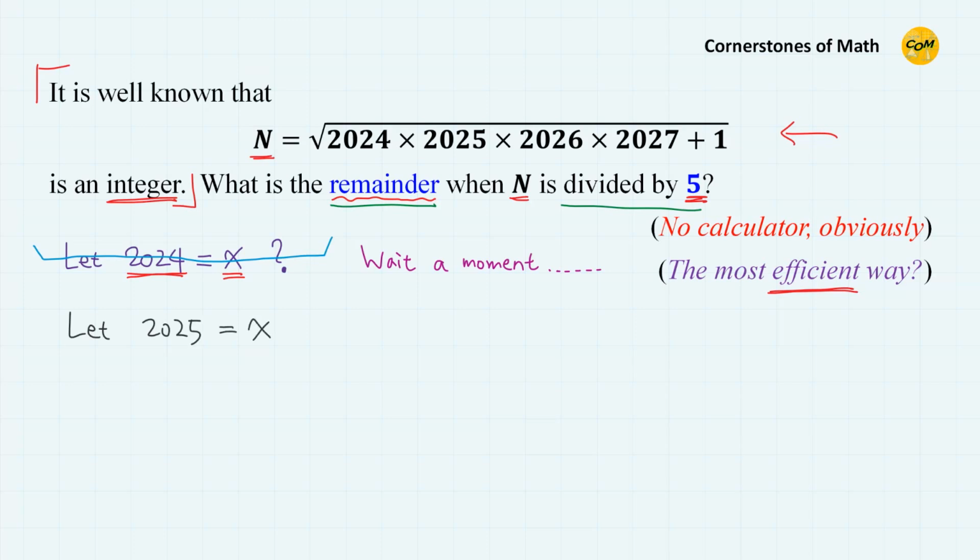This will make the determination of the remainder easier because now we know that any terms containing x are multiples of 5. So now we do the simplification. Here n can be written as the square root of, now 2024 is x minus 1, so x minus 1 times x times x plus 1 times x plus 2, plus 1.